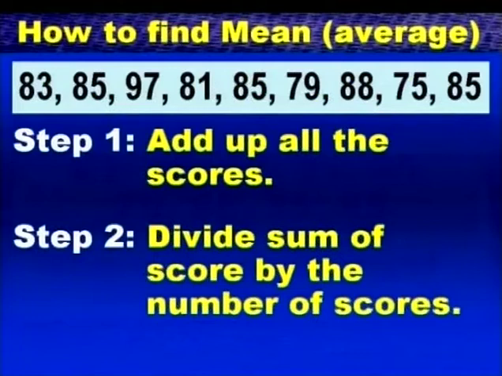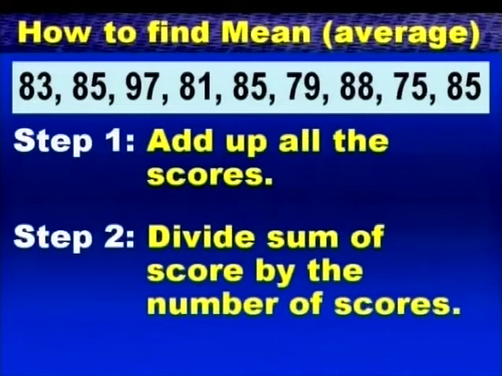So how to find mean? There are two steps that can be used to find mean. Step number one, we add up all the scores. So the scores are 85 plus 97 plus 75 plus 85. The first step is to add up all the scores.